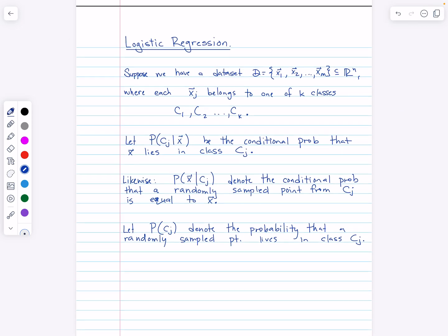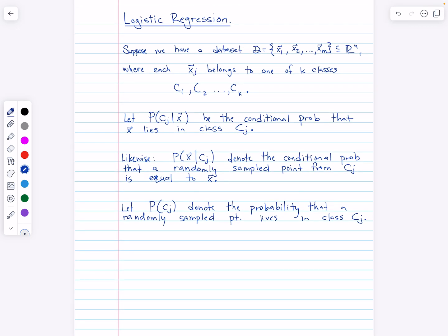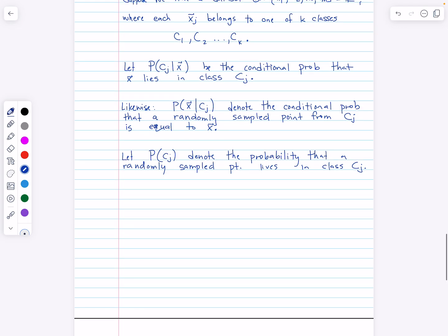Again, our goal is to come up with a classification rule where we can take a data point whose class or label we don't know and come up with a rule for predicting that class or label. Essentially, if we can come up with a way to model the conditional probability accurately, then this gives us a classification rule.